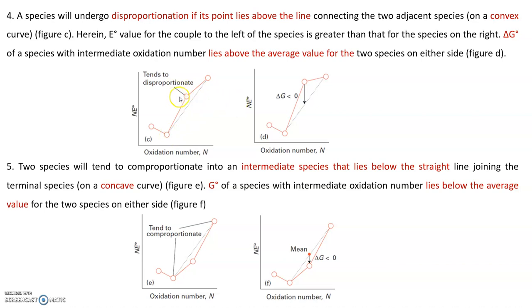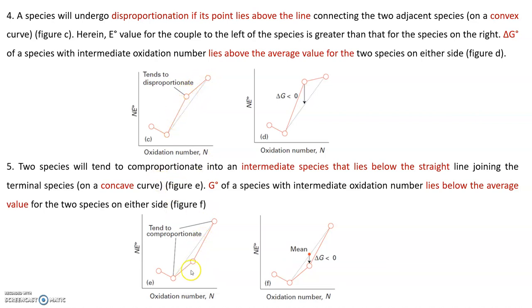And delta Z for this will be higher than the average of these. Similarly, if the same line, this is also known as concave. This is the concave. Sorry, convex. This is known as convex.